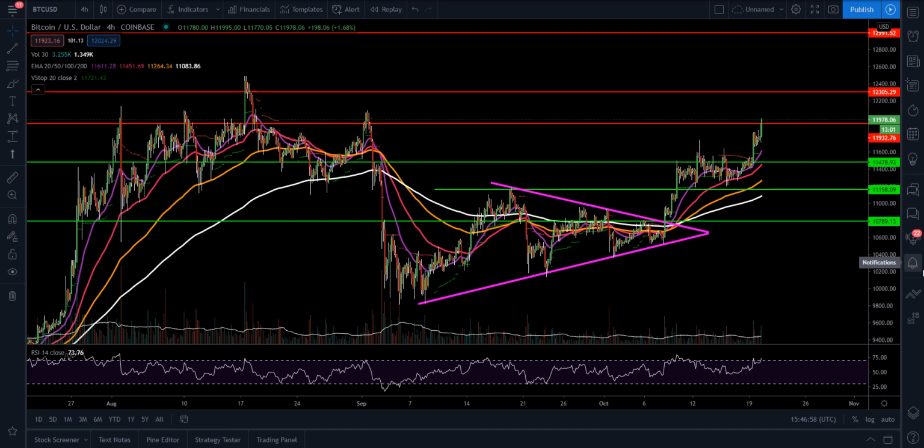I want to bring you all an update today of Bitcoin. We're going to be looking at Bitcoin on the 4-hour time frame. Right now we're sitting at 11,975. Our fourth target has been hit here right around that $12,000 region.